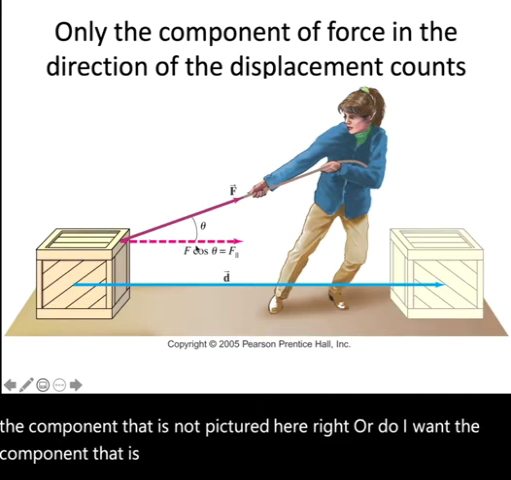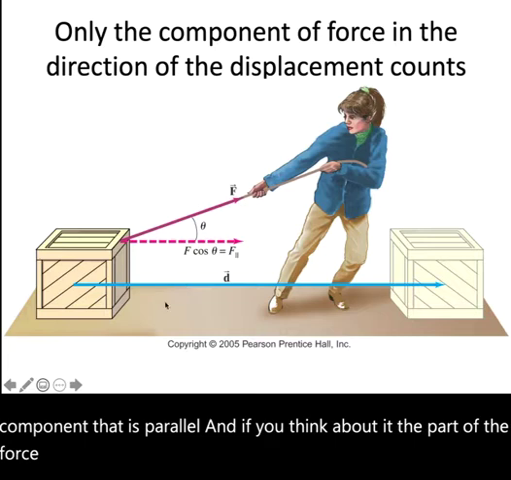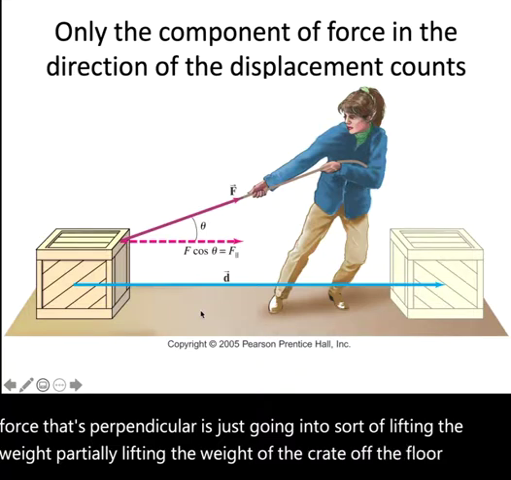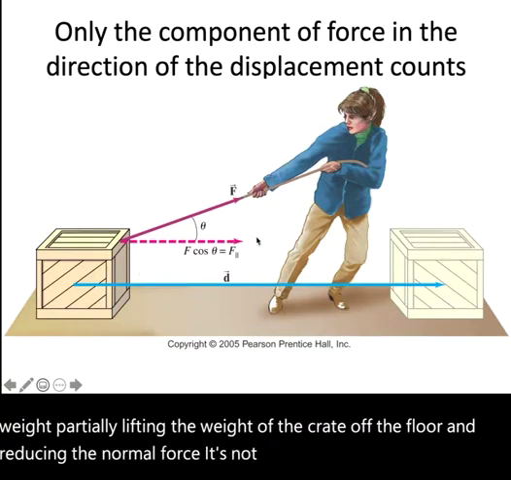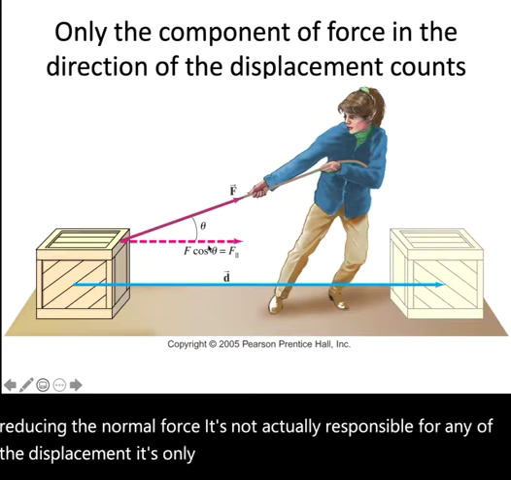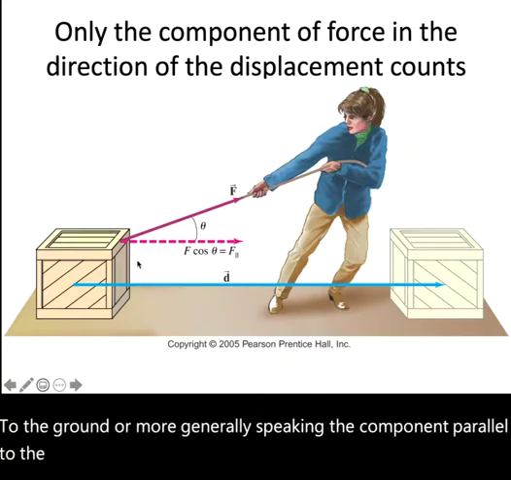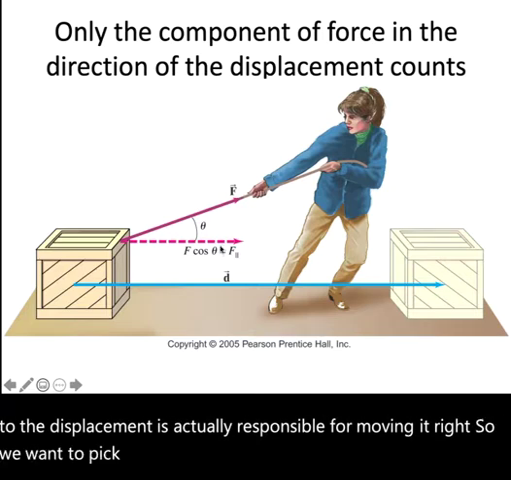And if you think about it, the part of the force that's perpendicular is just going into sort of lifting the weight, partially lifting the weight of the crate off the floor and reducing the normal force. It's not actually responsible for any of the displacement. It's only the x component, or the component parallel to the ground, or more generally speaking, the component parallel to the displacement, that's actually responsible for moving it, right? So we want to pick out the parallel component. And so that's why we want to use a dot product.